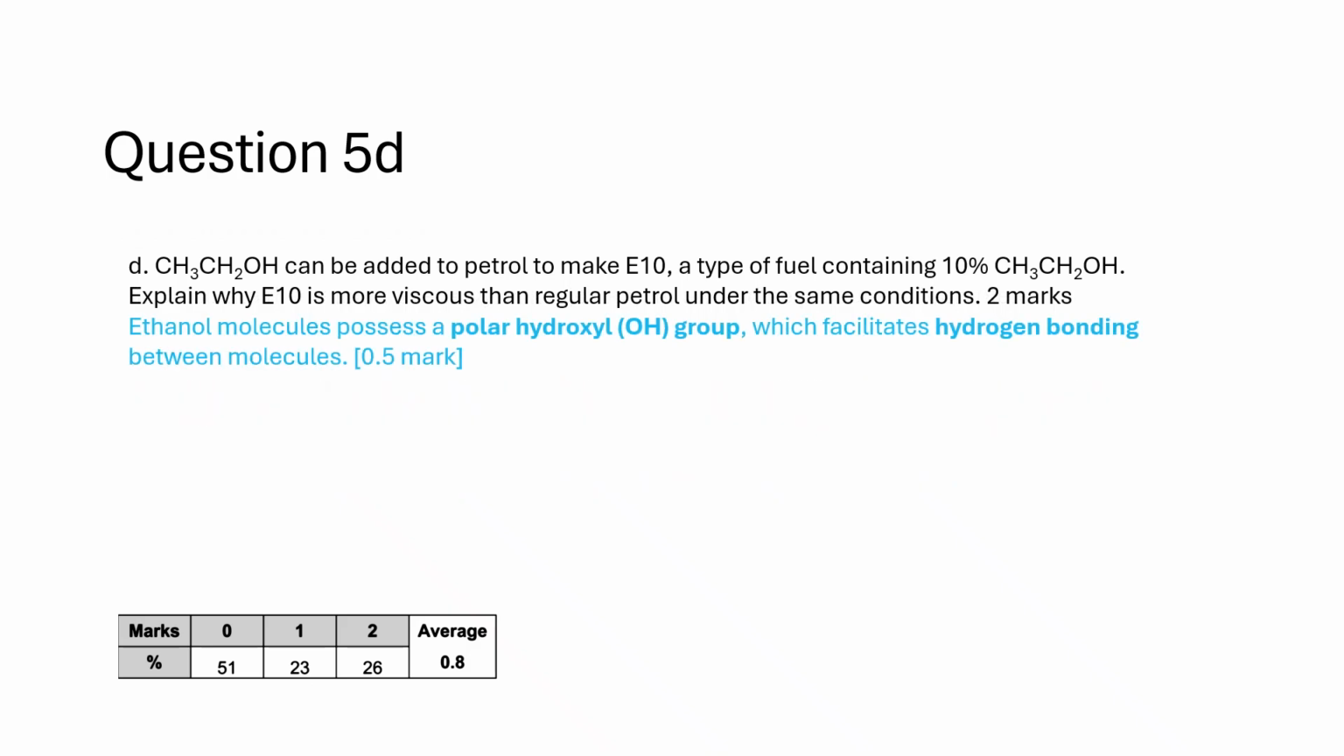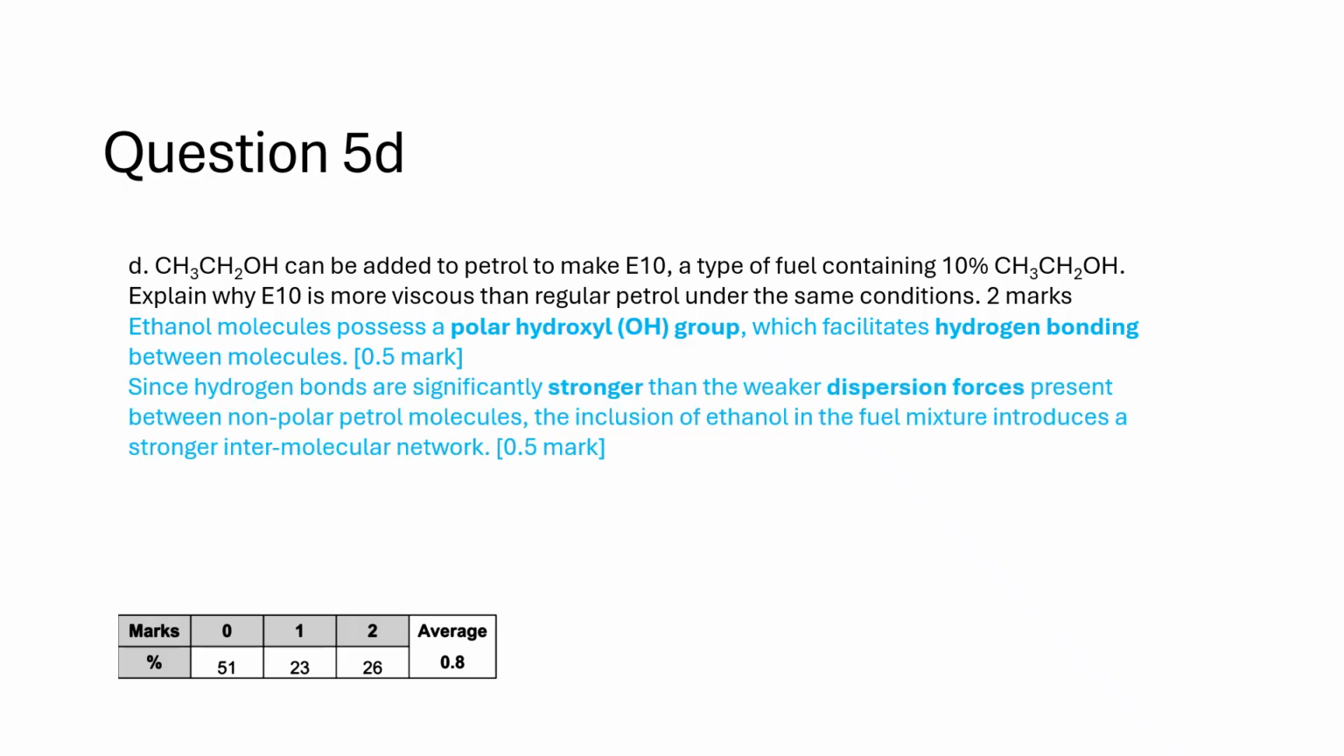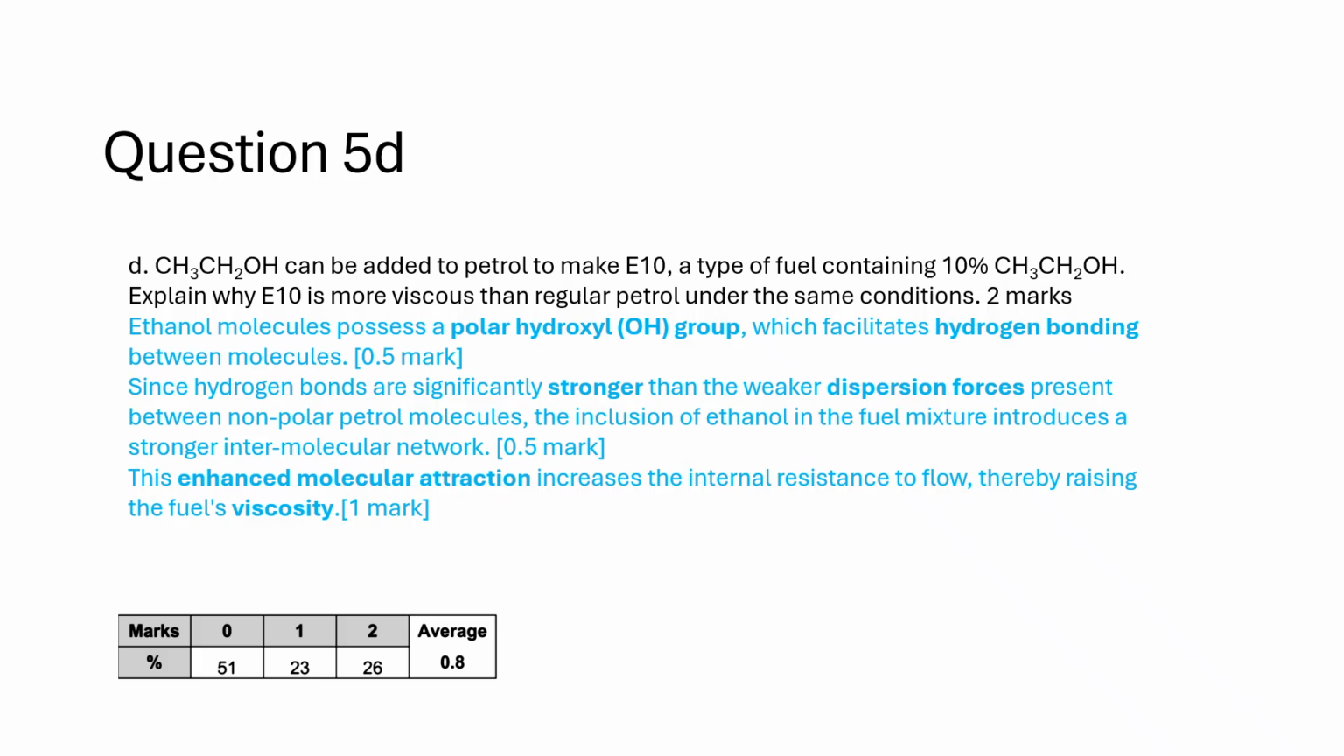Ethanol molecules possess a polar hydroxyl OH group, which facilitates hydrogen bonding between molecules. Since hydrogen bonds are significantly stronger than the weaker dispersion forces present between nonpolar petrol molecules, the inclusion of ethanol in the fuel mixture introduces a stronger intermolecular network. This enhanced molecular attraction increases the internal resistance to flow, thereby raising the fuel's viscosity.